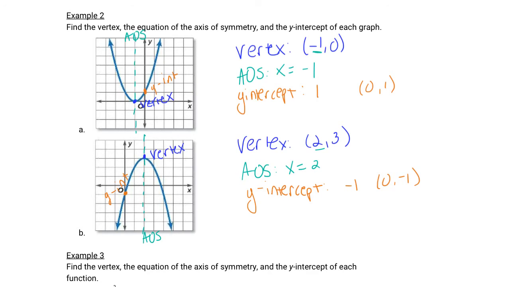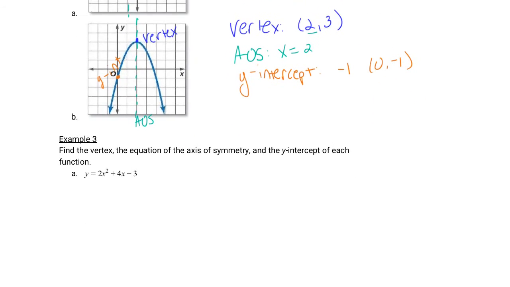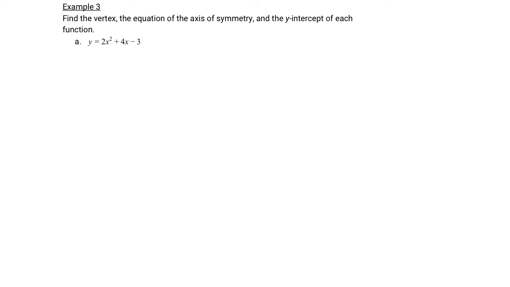All right, hope those make plenty of sense to you. Now we're going to use them more here in example 3. We want to find the vertex, the axis of symmetry, and the y-intercept of each of these. We have to do them in a specific order. We always have to do the axis of symmetry first, because that will give us what we need to find the vertex. So to do the axis of symmetry, we need to use the equation x equals -b over 2a. We talked about that above.